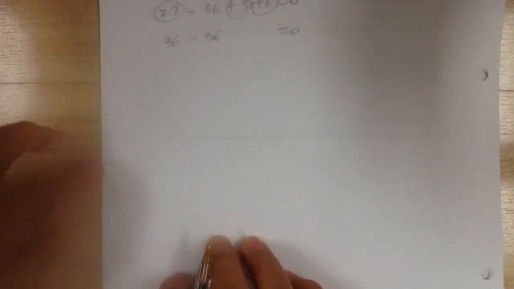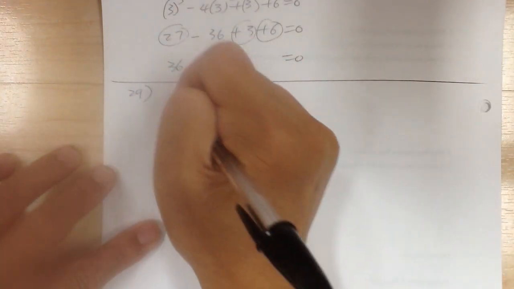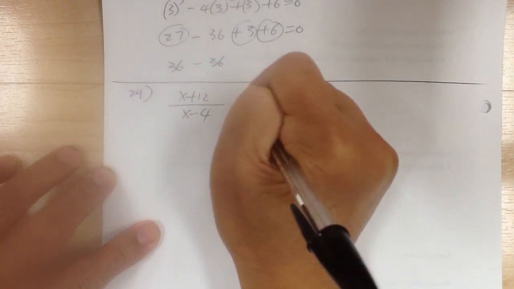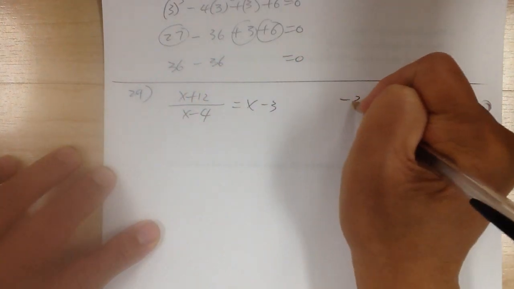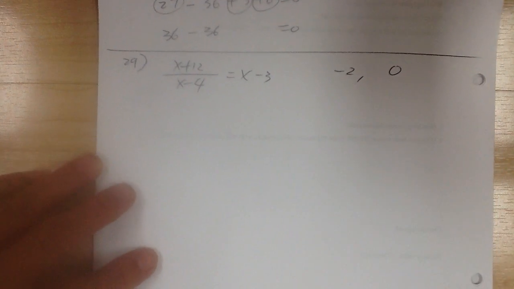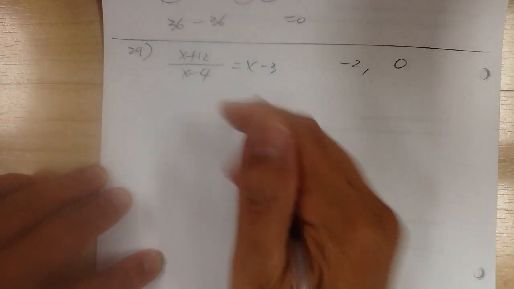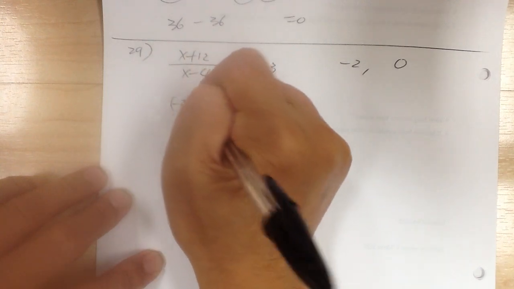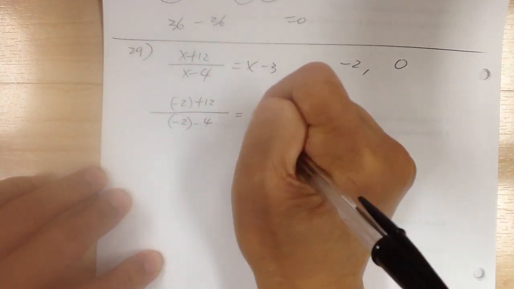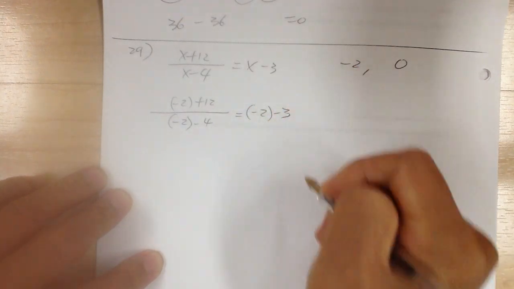Okay, let's go to 29. You have x plus 12 over x minus 4 equal to x minus 3. And you have the -2 and a 0. Okay, so all you have to do is substitute and see if it works out. So let's do the -2 first. So you got -2 plus 12 over -2 minus 4 equal to -2 minus 3.